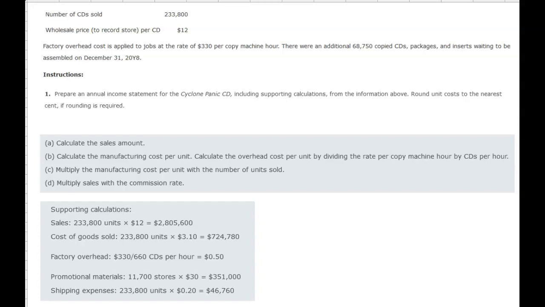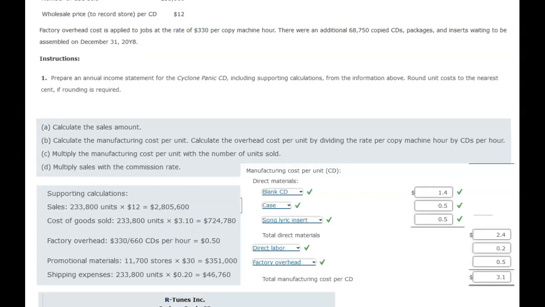They told us that the sales were 233,800 units, right there, at $12 each. So we know the sales are $2,805,600. Cost of goods sold are 233,800 times 310. Okay, now you may be wondering, where did that 310 come from?